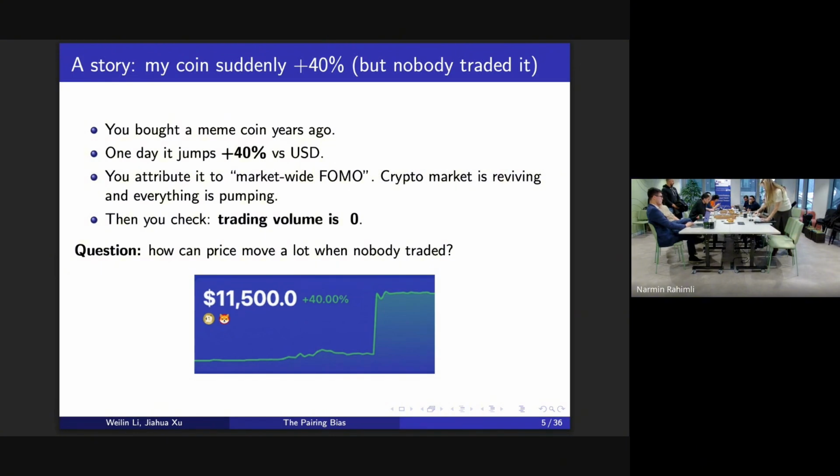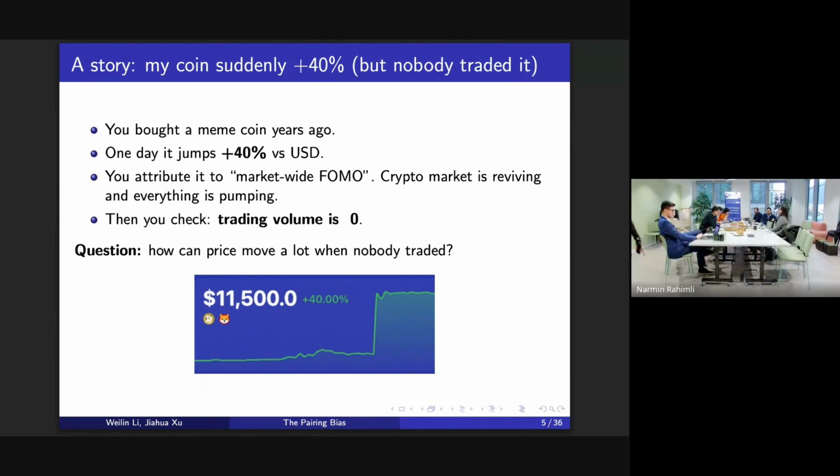One day when I woke up, I found out my coin suddenly had an increase of like 40%. I bought it years ago. When I checked it, there was no trading volume on this token. No one is trading, but the price goes up by 40%. I was like, what happened? Initially I thought, today Bitcoin is rising, Ethereum is rising, everything is rising, so my coin is also rising. But later I found out that with no one trading, there's no demand increase on this token. But why is it still pumping?